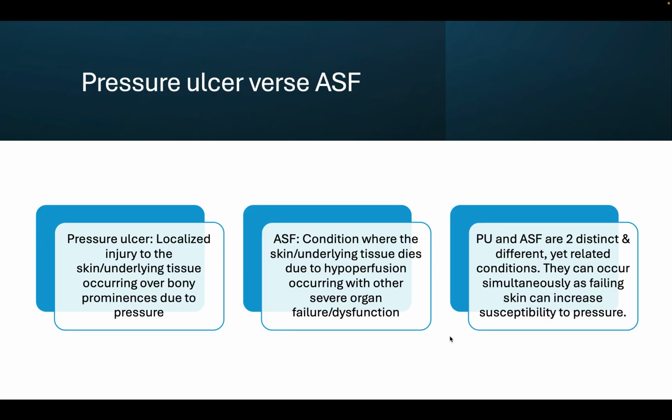A pressure ulcer versus acute skin failure. Your pressure ulcer is a localized injury to the skin, usually over a bony prominence, and the pressure just sits on the skin, causing it to start to break down. Your acute skin failure condition is where the skin and underlying tissue dies due to hypoperfusion. It occurs with severe organ failure or dysfunction. A pressure ulcer and acute skin failure are two distinct and different yet related conditions. They can occur simultaneously, as failing skin can increase susceptibility to pressure.